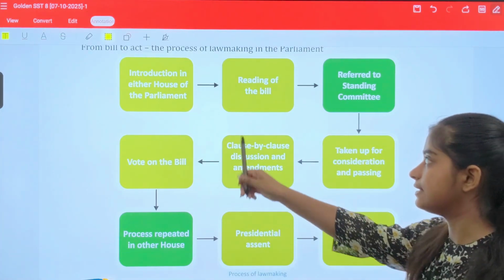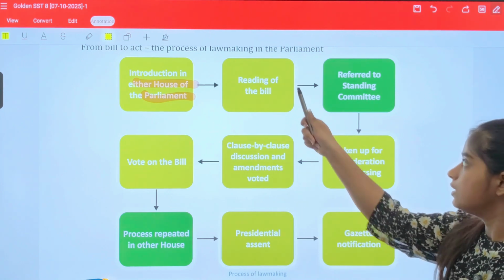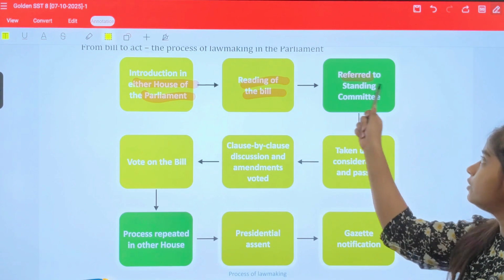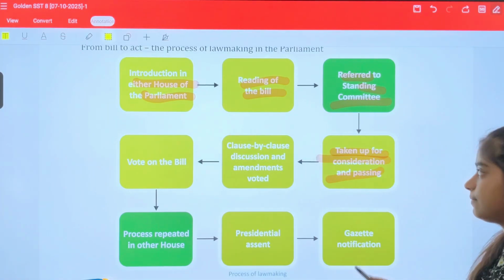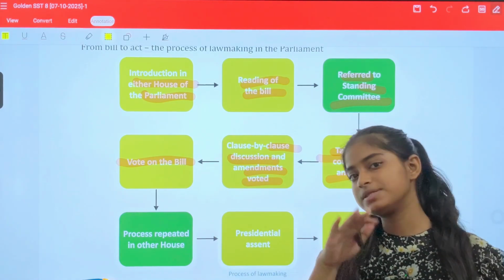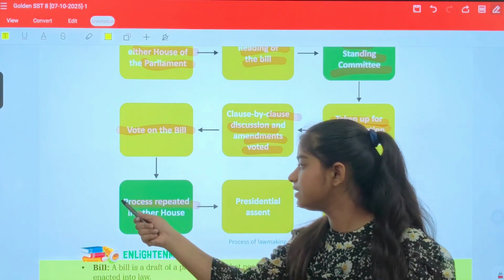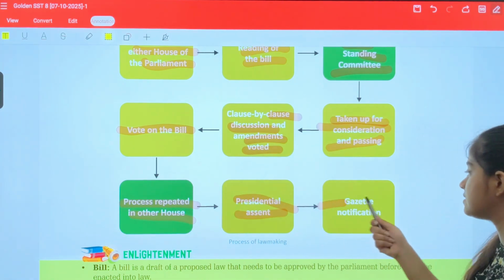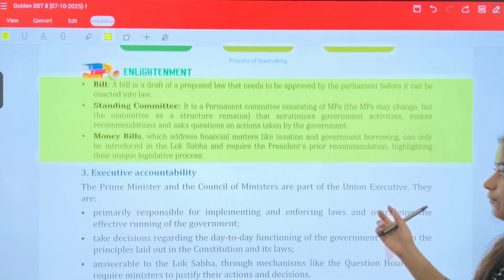First, introduction in either house of the Parliament. Then discussion starts, the reading of the bill, and then the bill is read by everyone. It is referred to the standing committee, taken up for consideration and passage, followed by close of discussion and amendments, and the bill is voted on. That means everyone votes on whether they agree with the bill or not. The process is repeated in the other house, where the majority also matters, and then presidential assent and gazette notification. This is the process of lawmaking.